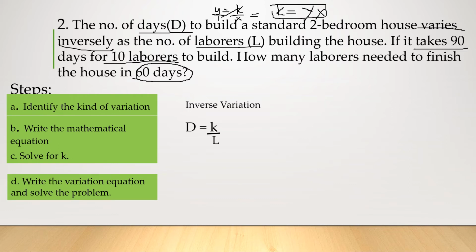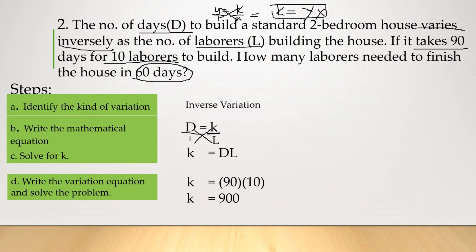Okay, cross-multiply. So here, how to find the value of K, understood there is a 1 here, you just cross-multiply, which means K is equal to D times L. Now, what is our D? 90 days. So, 90 times 10, the number of laborers. And K is equal to 900.